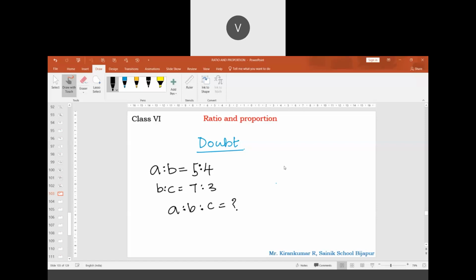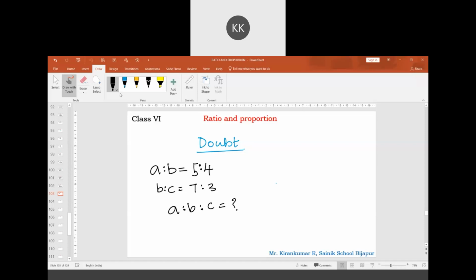Can I say, sir? Yes, sir. Sir, in the two ratios, the common letter is B, sir. So we have to multiply 4 into 7, sir. Then the answer will come 28, sir. So 4x is equal to 28. Then A is equal to 35, sir, and C is equal to 15, sir.